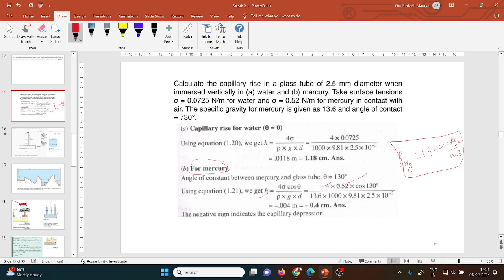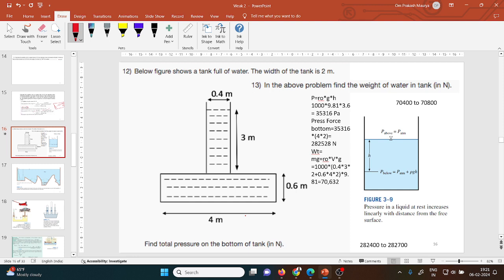Okay, now moving ahead to this question. Question 12, we are talking about this figure. The figure below shows a tank full of water. The width of the tank is 2 meter. If we are looking from the front, we cannot see the width, but the width is 2 meter, you remember.